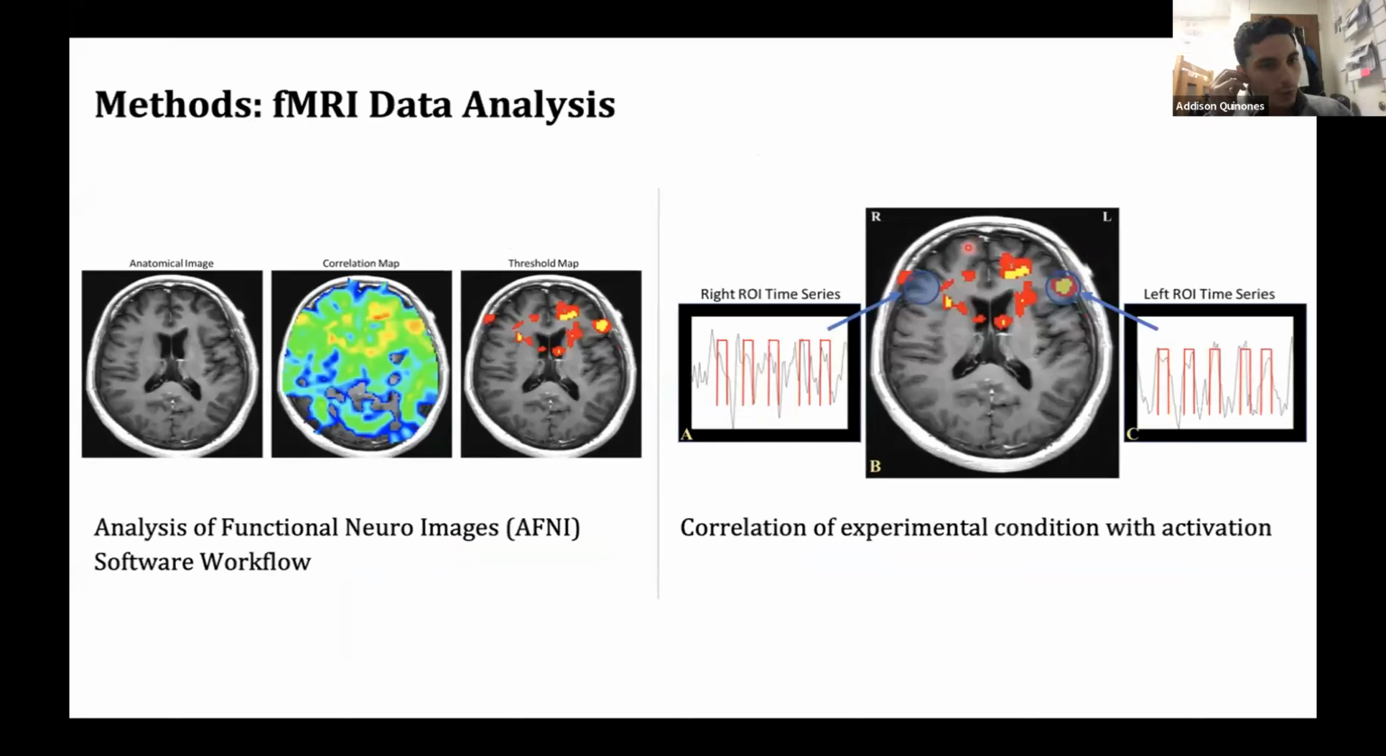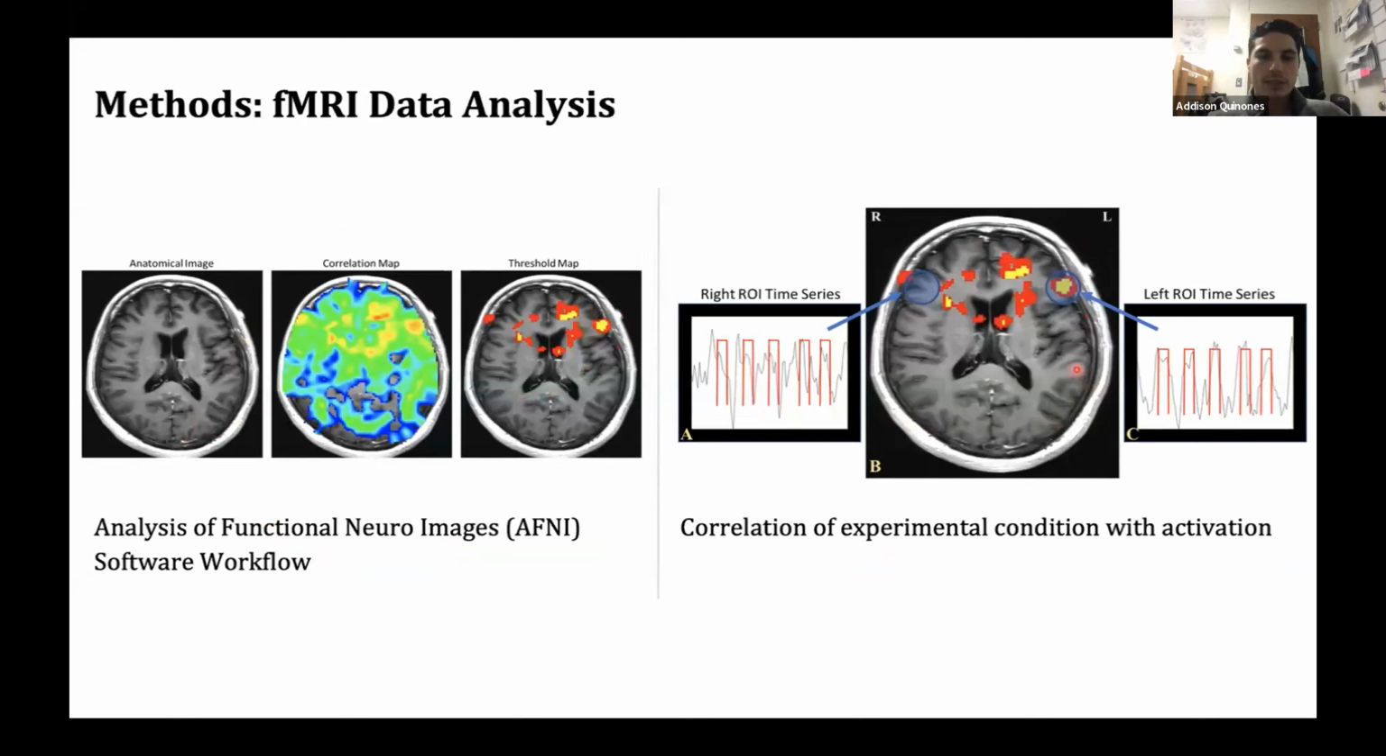Just to give an overview of our workflow, we used AFNI software. We started out with an anatomical image, and then we overlaid a correlation map of all the brain activity that was found during the fMRI. Then we had to raise the threshold of activation to only select for our regions of interest. In this case, we are focusing on Broca's area.